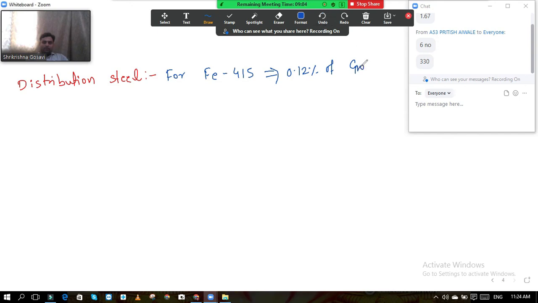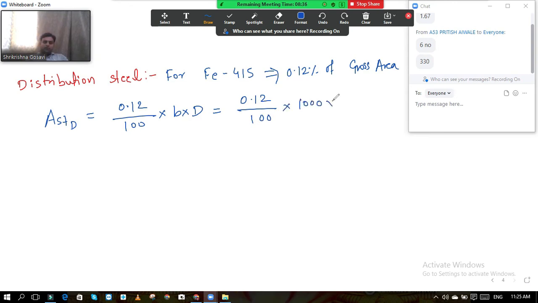So now here distribution steel Ast D is equal to 0.12 divided by 100 into B into capital D. You should take capital D now, because gross area means total area. So here 0.12 divided by 100 multiplied by B is 1000 into capital D. Capital D is 200. So if you solve this, you will get the value of Ast D, distribution steel.